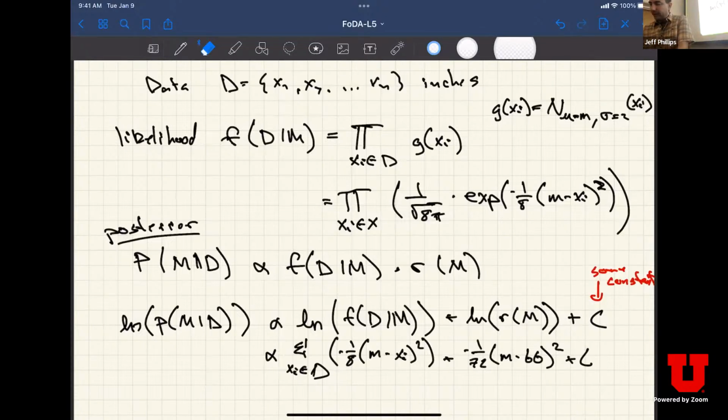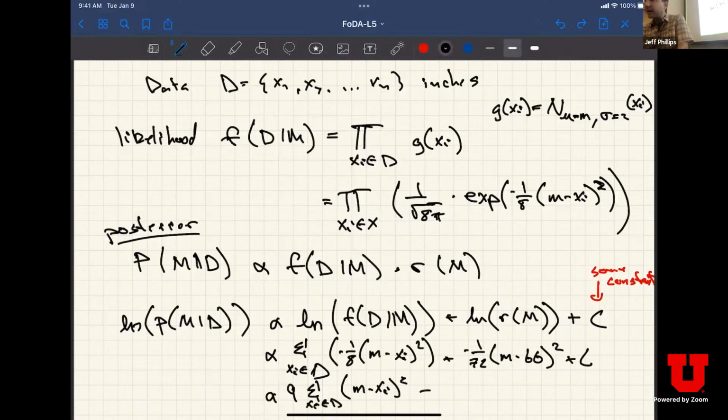I can say finally that this is proportional to 9 times the sum over xi in the data of (m minus xi) squared, plus, or so minus, (m minus 66) squared, plus some constant here. So I've changed the constant and I've multiplied everything through by 9, just so we can see what's going on with the weighting here in the prior.